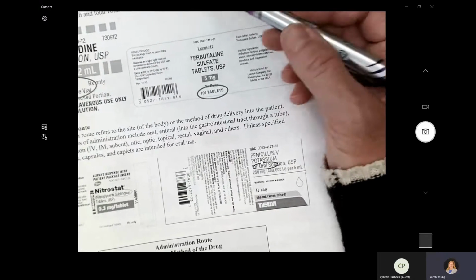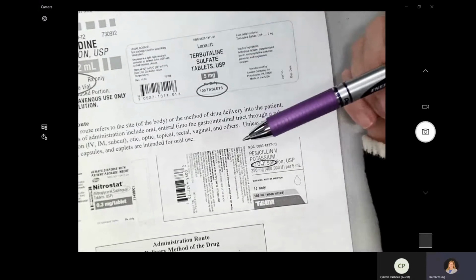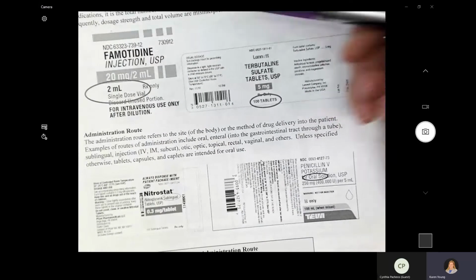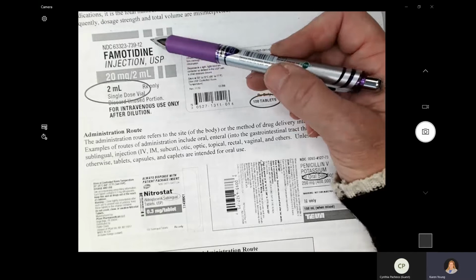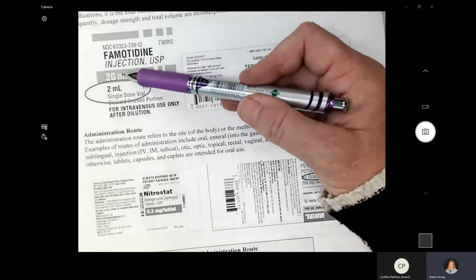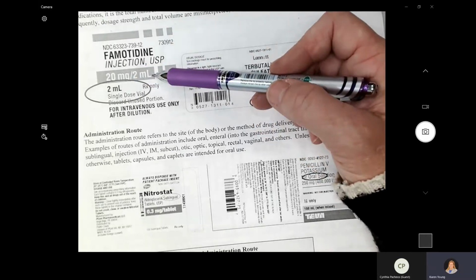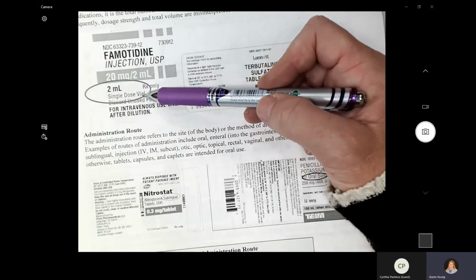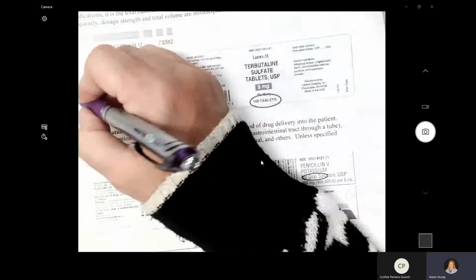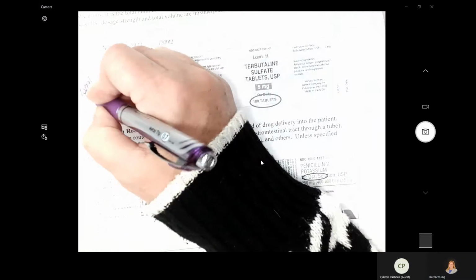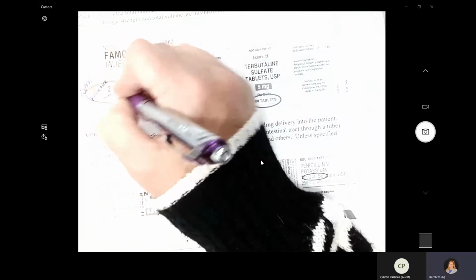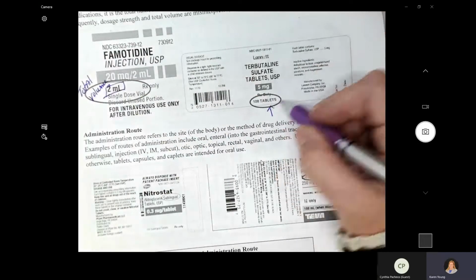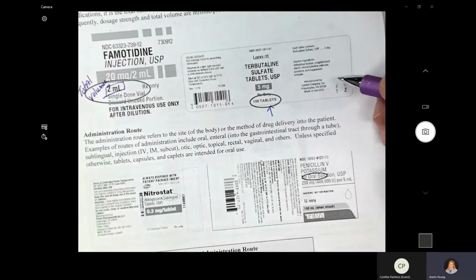The total volume is the total amount of liquid or total amount of tablets that's in your bottle or vial. With this one, my supply dosage would be the 20 milligrams per 2 milliliters, but it's a 2 milliliter single dose vial. So my total volume is 2 milliliters. And here, my total volume is the 100 tablets.